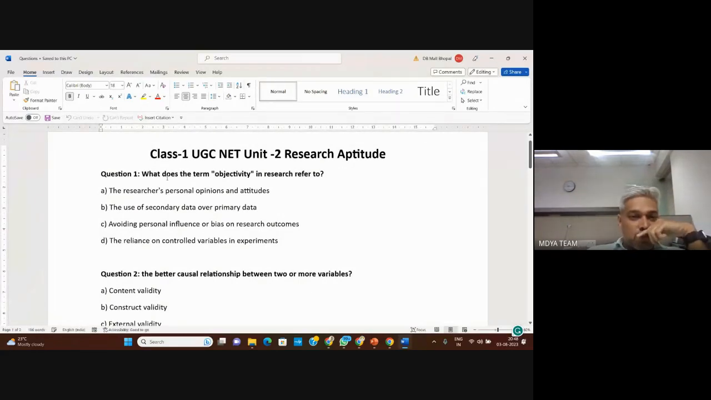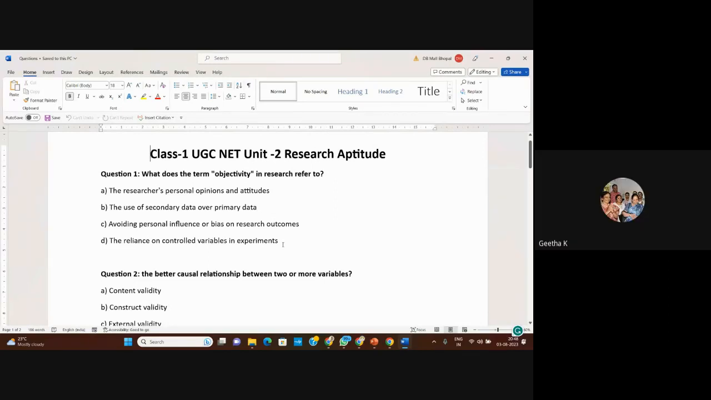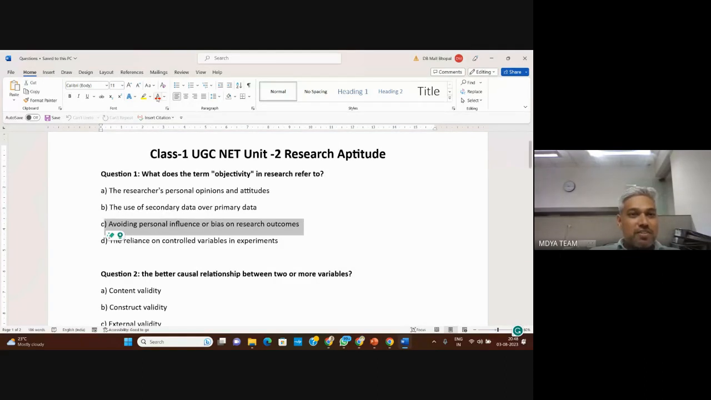So the first question is, what does the term objectivity in research refer to? The researcher's personal opinion and attitudes, the use of secondary data over primary data, avoiding personal influence or bias on research outcomes, the reliance on controlled variables in experiments. So what is the answer? C, avoiding personal influence. Very good.